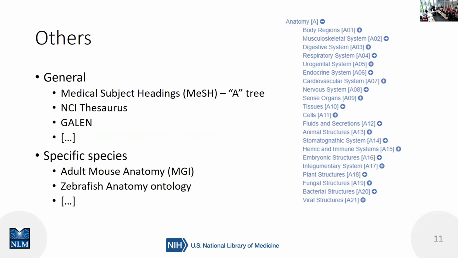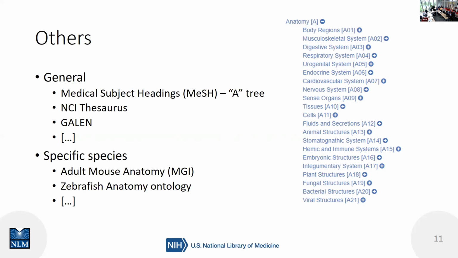So MeSH is not necessarily the example that you need to follow in terms of representation, because it's being developed for a very specific purpose, which is indexing the biomedical literature and retrieving the literature. So it doesn't mean at all that the organization that they use has any ontological foundation, if you wish. It just means that the hierarchies that they create are helpful for the purpose of indexing and retrieving.